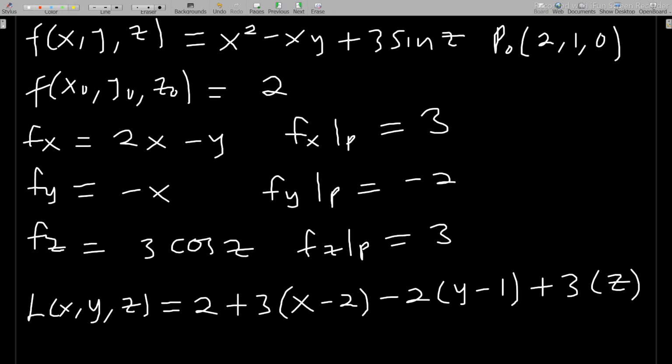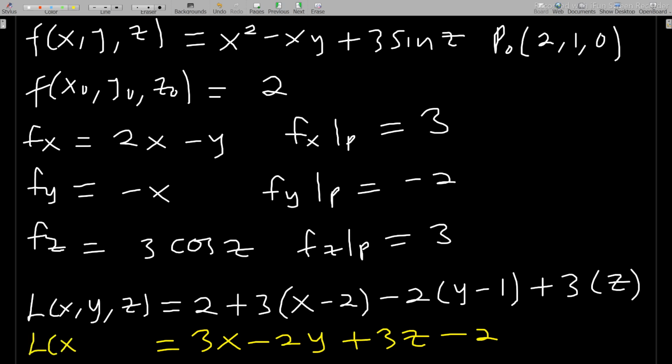So in effect, if you go ahead and multiply it through and simplify, this is what you get. You get 3x. I believe you can do the simplification. Just expand every bracket, group the variables, and then add the numbers. Minus 2y plus 3z minus 2. So that's the linearization of the function, giving us this. I hope you can see it.